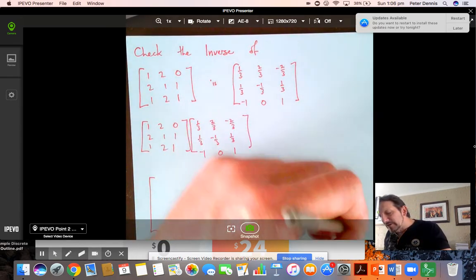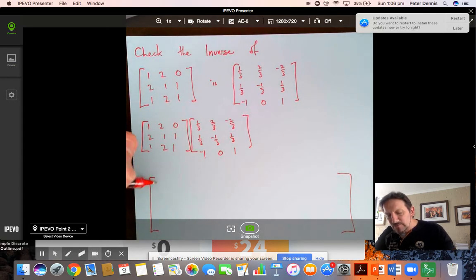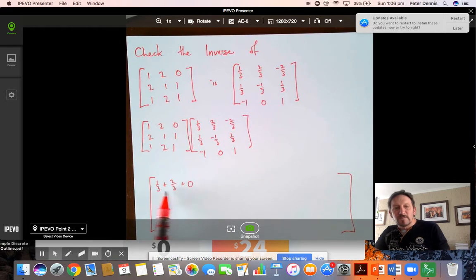So let's write it out really large so we can look at it. Let's look at this term first, which is going to be across and down. So 1 times a third is 1/3. 2 times a third is going to be 2/3. And 0 times minus 1 is plus 0. This is obviously 1, so it's looking good. We want a 1 there.